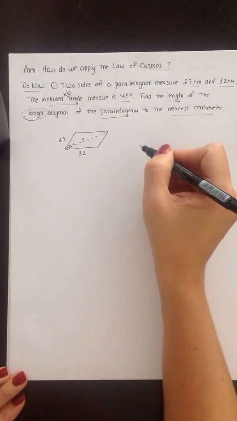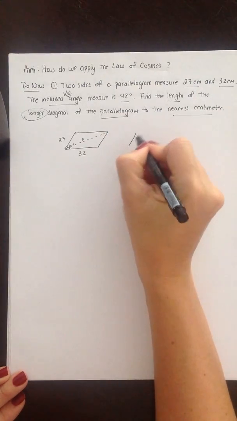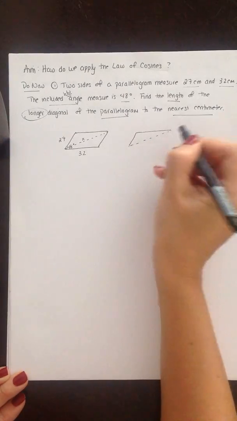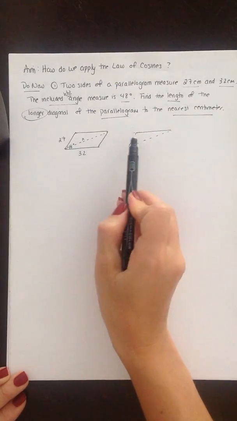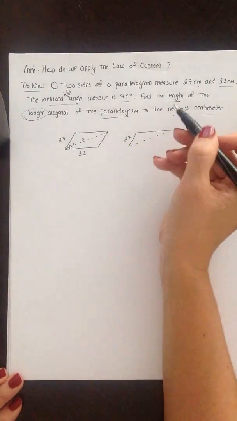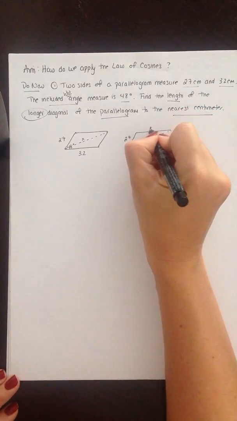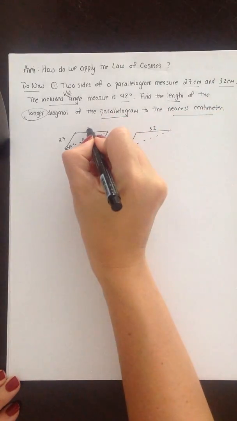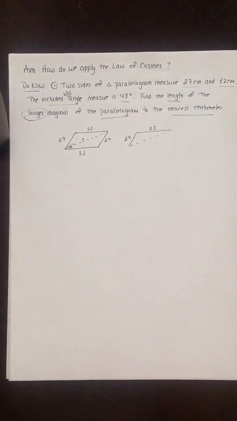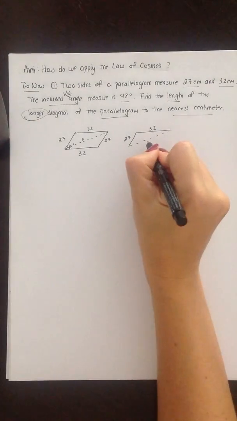Well, you might actually see that the parallelogram is made up of two triangles. So I just drew this top part over here, and this side is 27 centimeters. If this is 32, then up here is also 32, right? Because parallel sides are congruent in a parallelogram. And the next thing that we're going to need here, we're trying to find x.